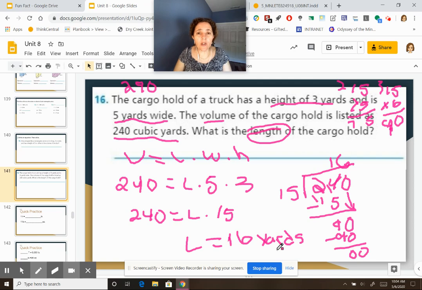So in this video, we learned how to solve for unknowns, either an unknown length or width or a height, given the volume, okay? That's what we did.